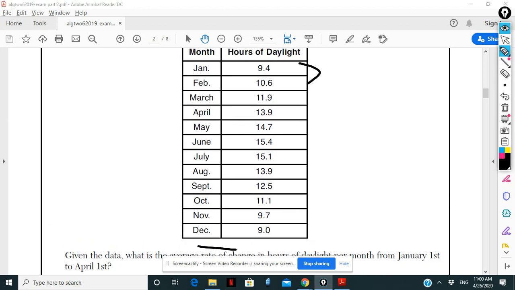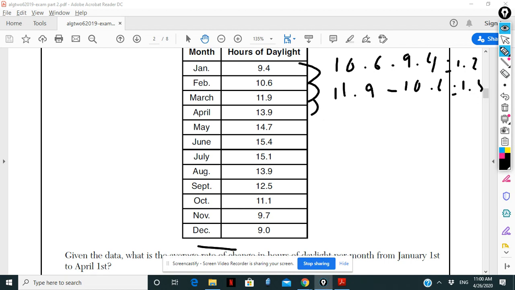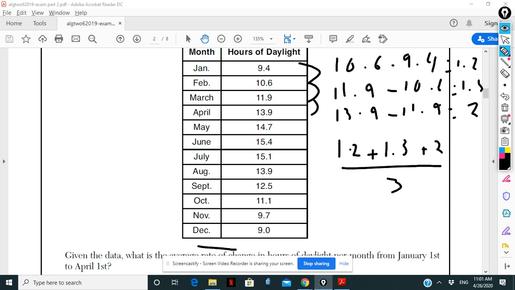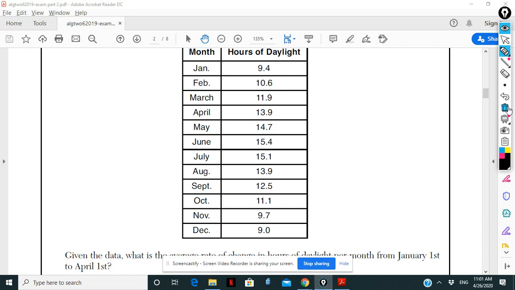Now, what is the difference here? 10.6 minus 9.4 giving me 1.2. Now, from February to March is 11.9 minus 10.6 equal to 1.3. Now, from March to April, 13.9 minus 11.9 equal to 2. For the average, I have to add them and divide by 3 because those are 3 rates. It's 4.5 divided by 3, giving me 1.5 hours. So the rate of change is 1.5 hours.